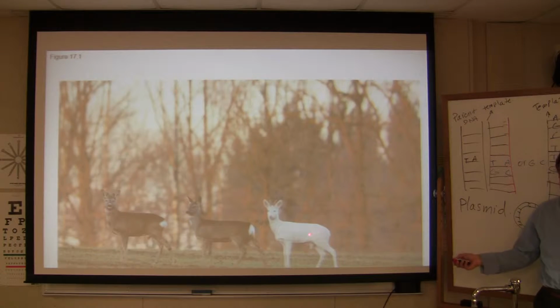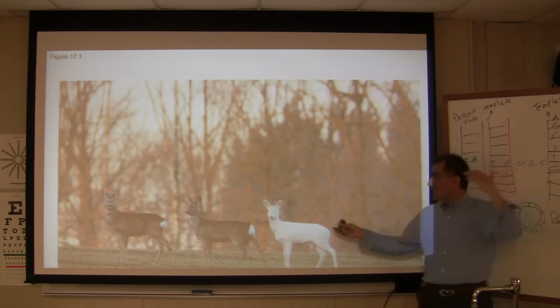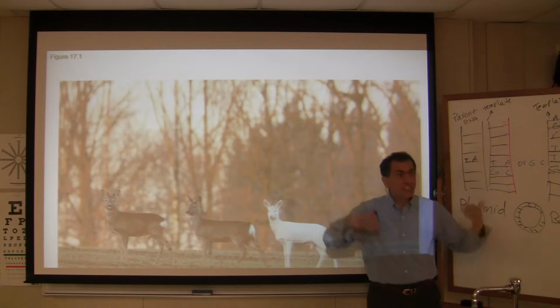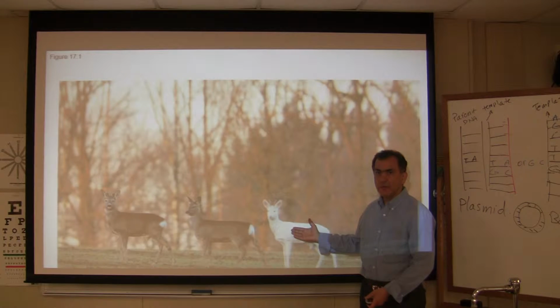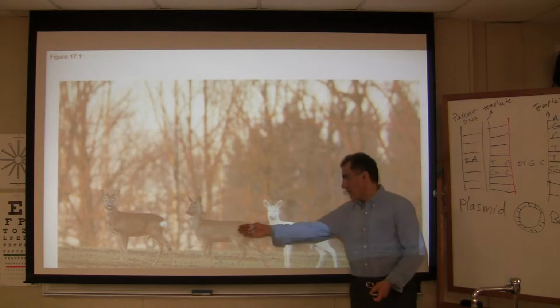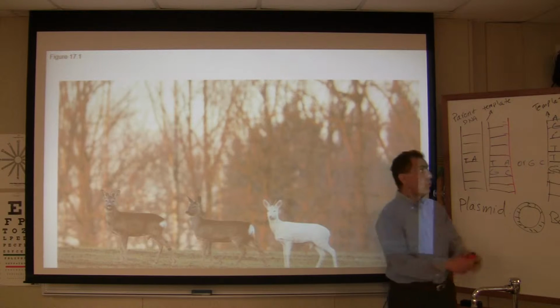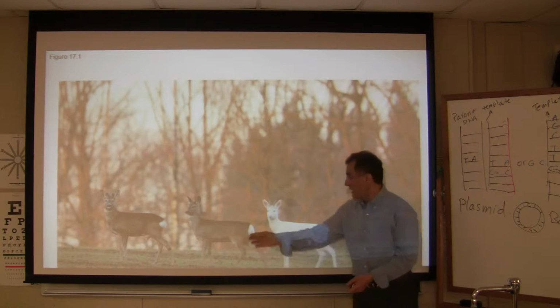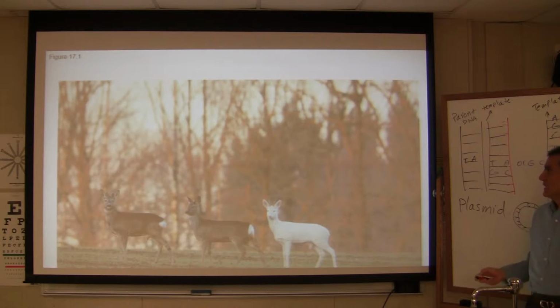This is an albino deer, and that's a normal deer. What determines the albinism? Genotype. And albinism is a phenotype, physical appearance. Physical appearance is to be an albino. And then, of course, this one is the normal genotype. This one is an albino genotype. I hope I'm making some sense.